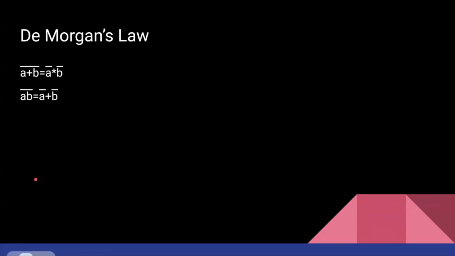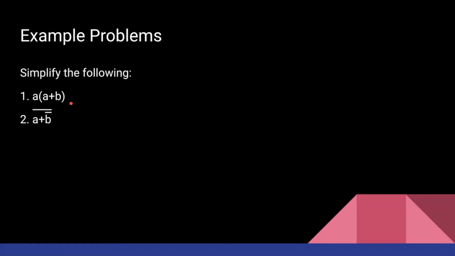And now here's De Morgan's law. De Morgan's law is very helpful in helping us simplify. So it tells us that not (A or B) is the same as not A and not B. Not (A and B) is the same as not A or not B. All right, so now try to simplify these two by yourself. If you need more time, pause the video here. The solutions will come in 3, 2, 1.